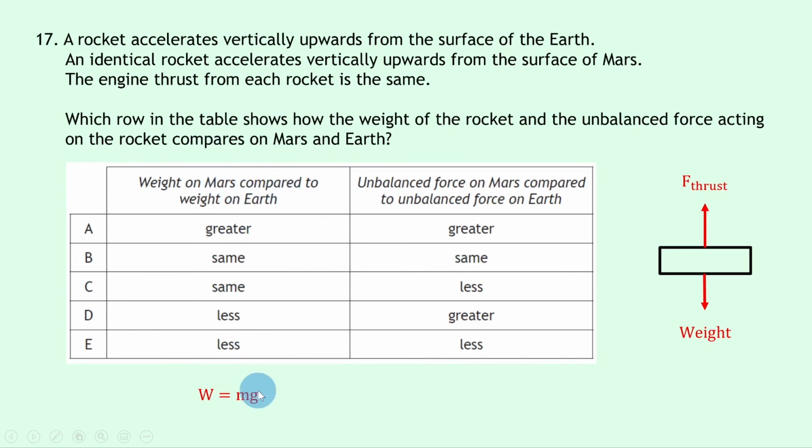So since the gravitational field strength g on Mars is lower than that on Earth, and the mass stays the same, then the weight on Mars must be less, so it must be D or E as our answer. And now let's look at the unbalanced force on Mars compared to the unbalanced force on the Earth. So if we think about the equation for unbalanced force, Newton's second law, F equals ma, we can see that if mass stays the same, we're just looking at how acceleration differs. And since the weight is smaller for the rocket on Mars than the rocket on Earth, and the thrust force is the same, then the unbalanced force must be bigger for this one because the acceleration will be bigger for the rocket on Mars. So this means we have less and greater, which gives an answer of D.